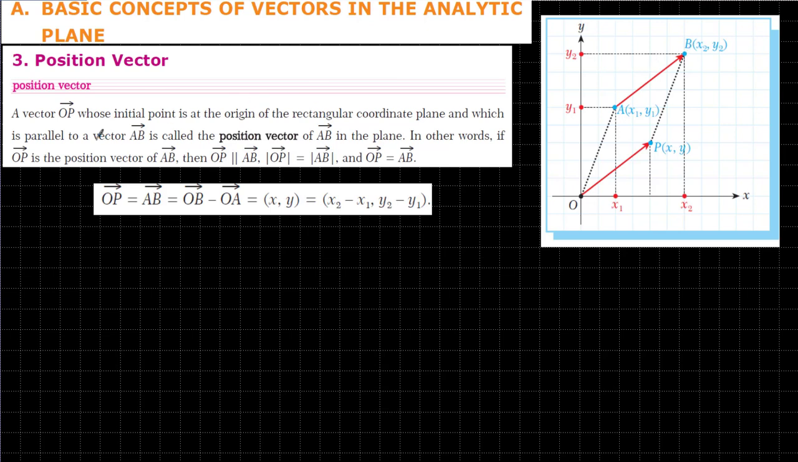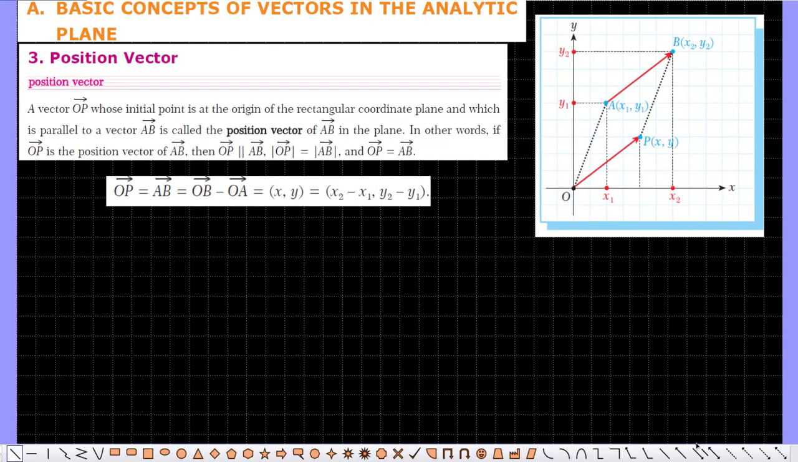And the position vector, from the definition, the position vector of AB is the same vector when it is moved to the origin. This is called the position vector. I can draw the same vector from the graph, using, let's say, a different color here. Let's start from this point to this one.